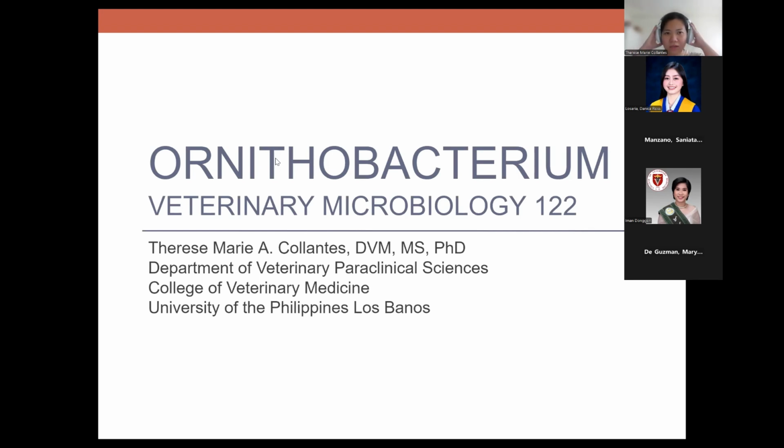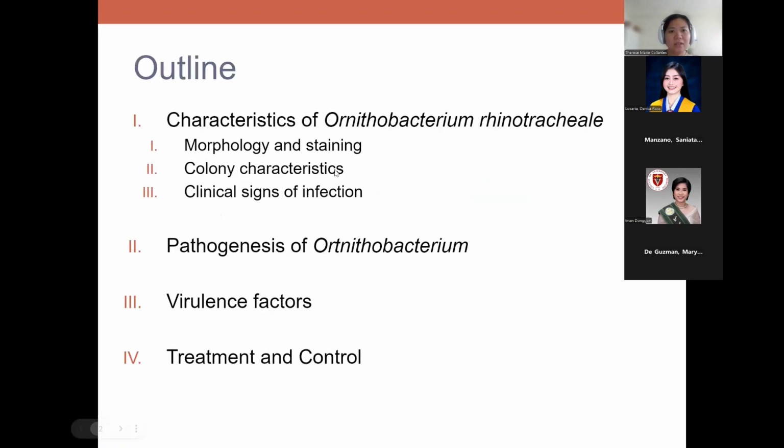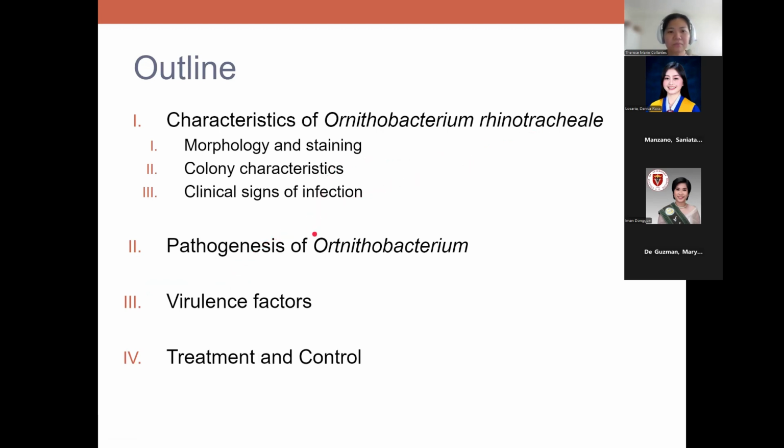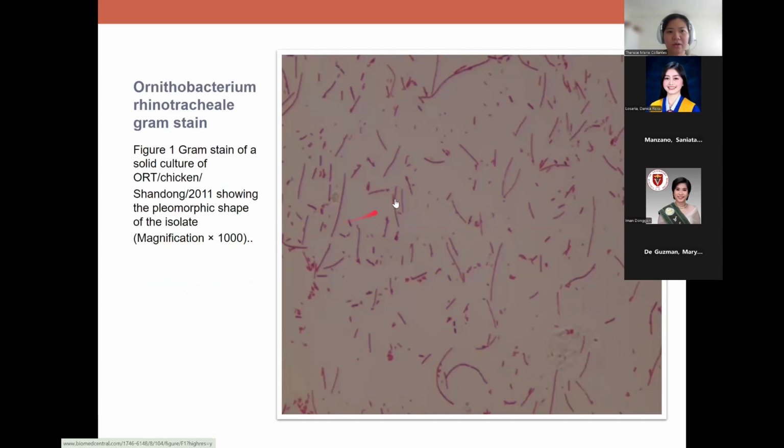Say bye bye. Okay, so we will discuss Ornithobacterium this week, medyo marami tayong topics that we need to go through. For Ornithobacterium, I only have a couple of slides, so we can go through this quickly. There is only one species that is important, which is Ornithobacterium rhinotracheale. This is the appearance of rhinotracheale. They are considered pleomorphic, so you'll notice there are some short rods, elongated, and it's gram negative.